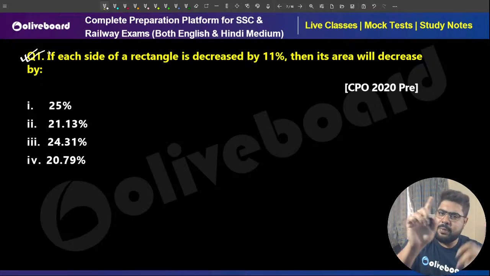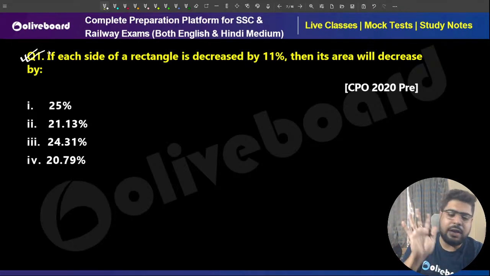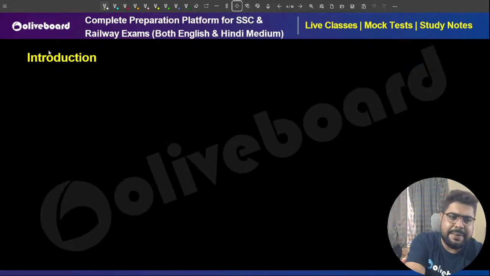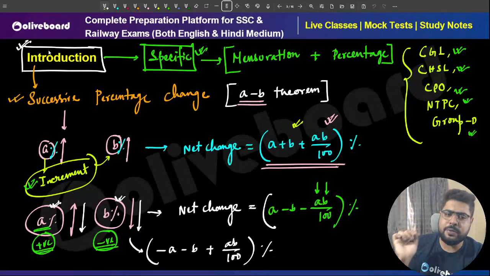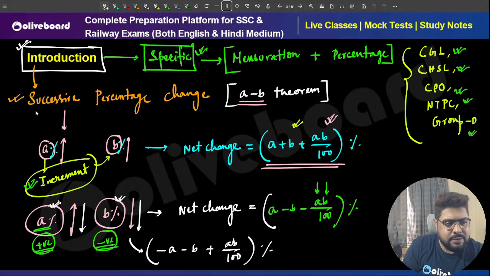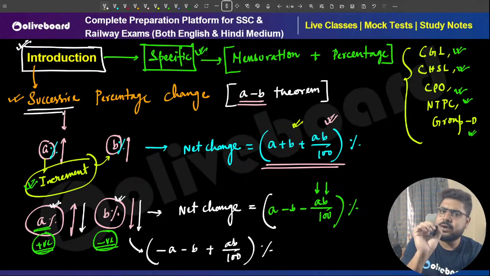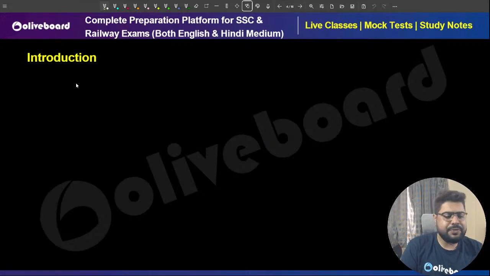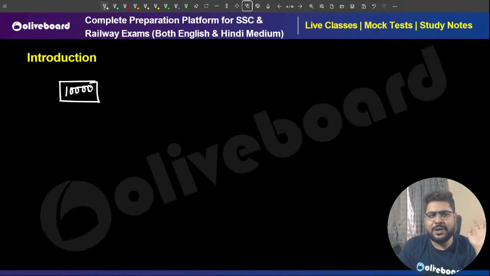Now, before we solve this question, let's understand this AB theorem a little bit more. Sir, when do we use this? Just a quick, very quick explanation. Let's say my salary was 10,000 rupees. For those who already know it, it's absolutely okay. A quick revision never hurts. Then we'll move on to the question.